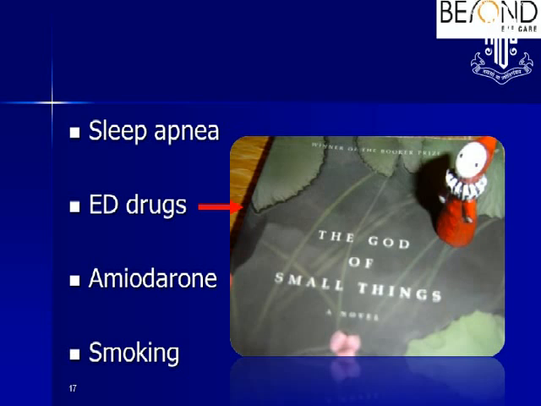The other important thing to consider is if a male patient is taking Viagra, then he should discontinue because there is a direct correlation of erectile dysfunction drugs and ischemic optic neuropathy. Amiodarone has to be substituted and smoking has to be stopped.